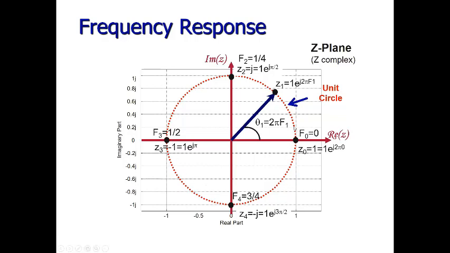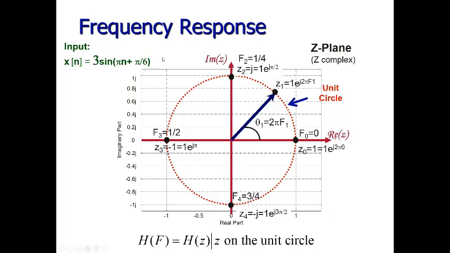And instead of finding the frequency response H of f, we can actually plug these z values directly into H of z to find the same answer. Now, for our particular problem, we had a frequency of 1/2. That was what's going on over here. So if I want to know how the system behaves when I put in a signal with a frequency of 1/2, I can evaluate my transfer function, H of z, at this z value, z equals minus 1.